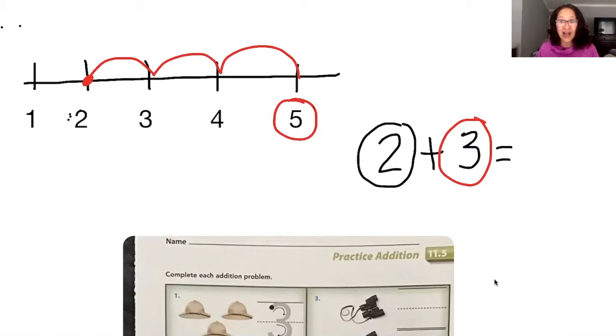Did you see that I landed on 5? Yes, you're right. So 2 plus 3 more is 5. Good job, boys and girls.